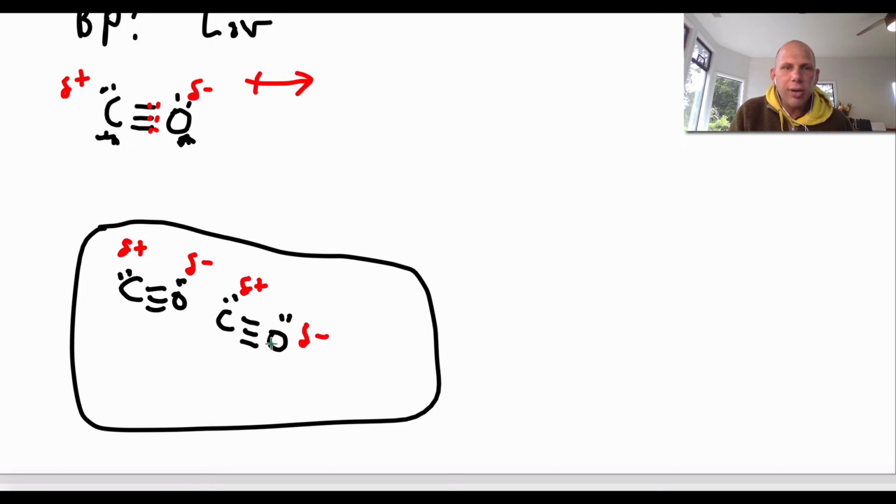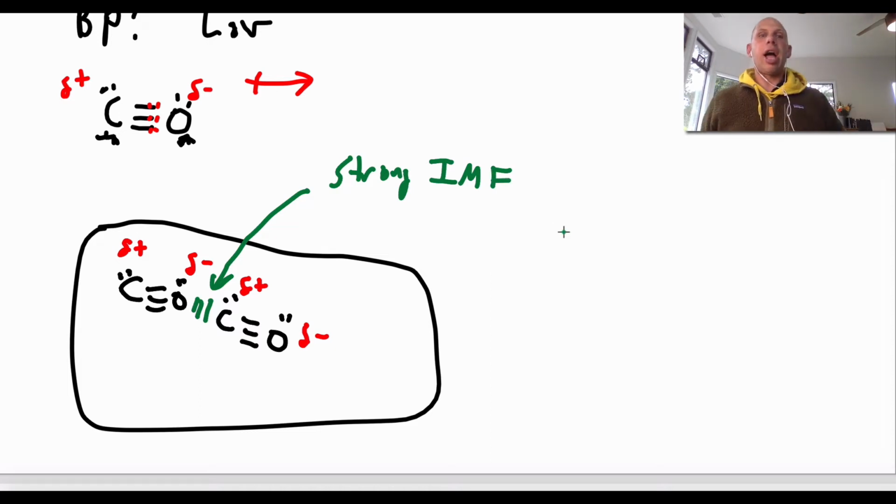And now we get a strong IMF in here before. Now there's names for these, but because we're not going to be really rushing here, I want you just thinking about it as a strong IMF. The name is actually a dipole to a dipole. But what are the implications of this? Well, the implication of the state here, these are going to be closer together. So we would assume that the state would be closer to a liquid.